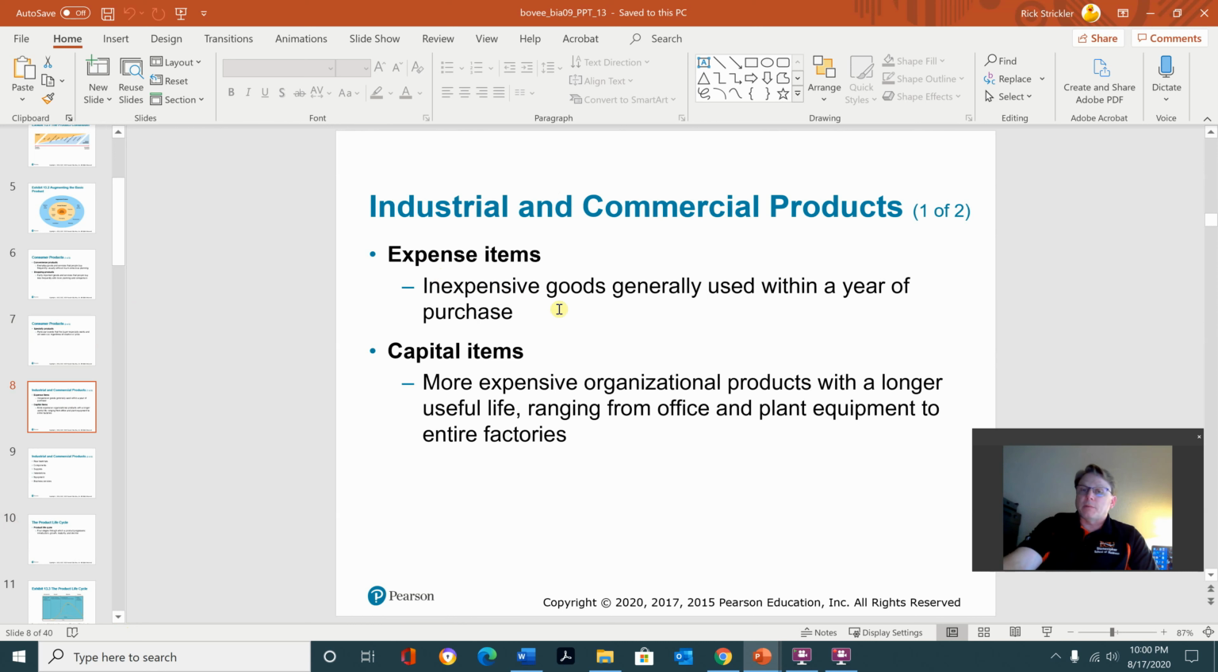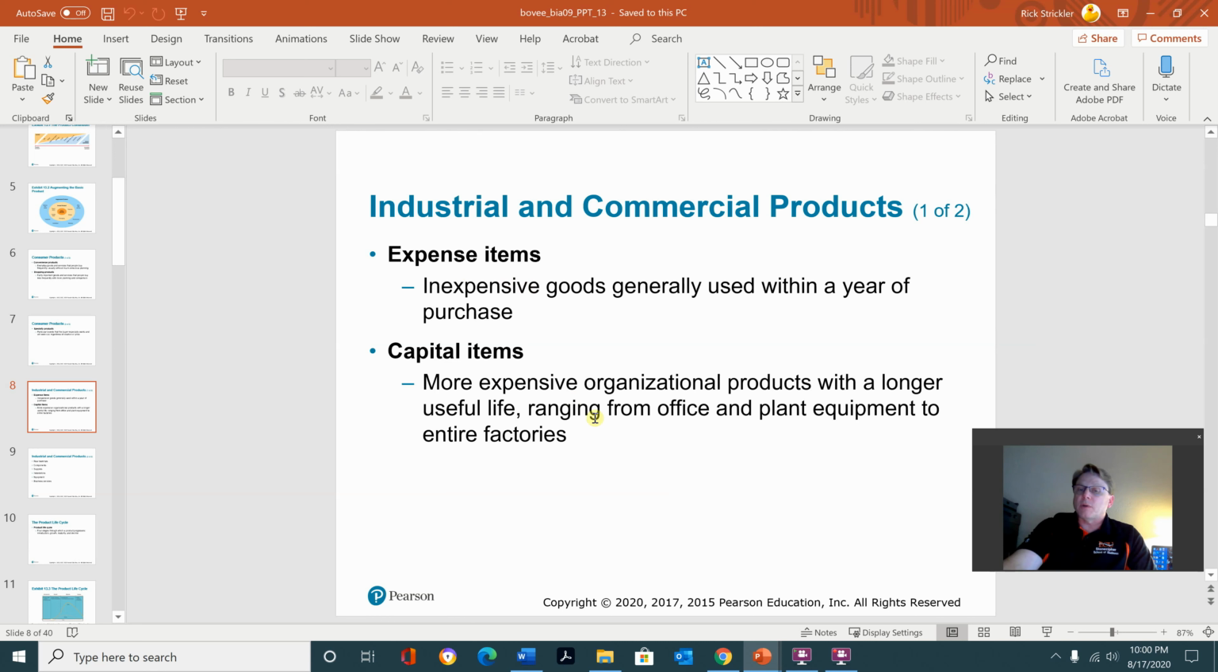So, copy paper. Companies and ECU go through thousands and thousands of dollars of copy paper, but it's gone within a few days or weeks or months. So you expense it out because it's going to be used within a year.